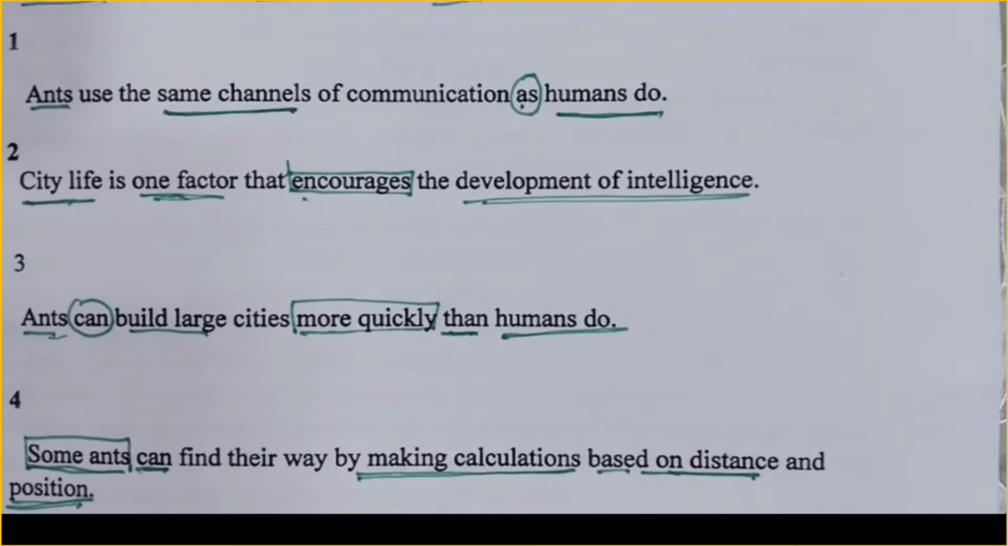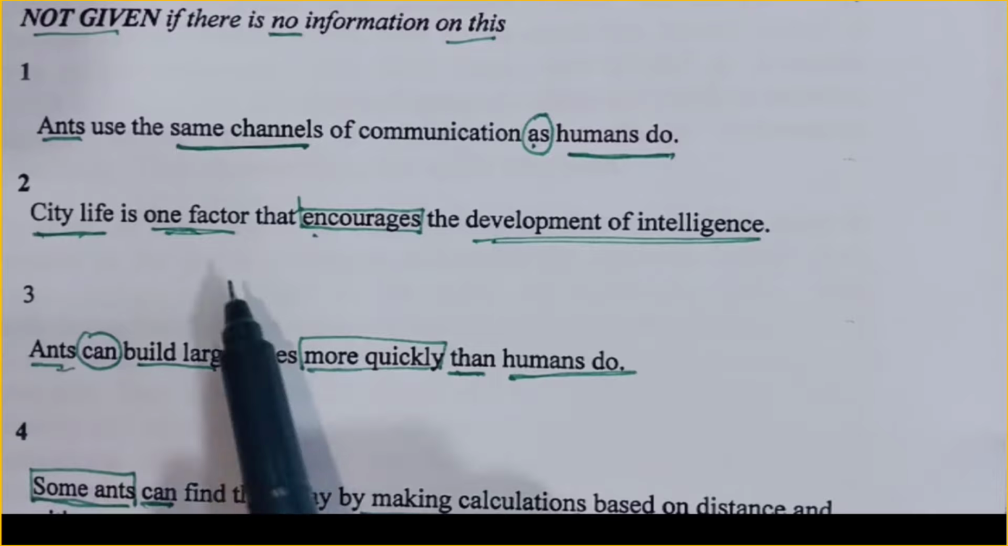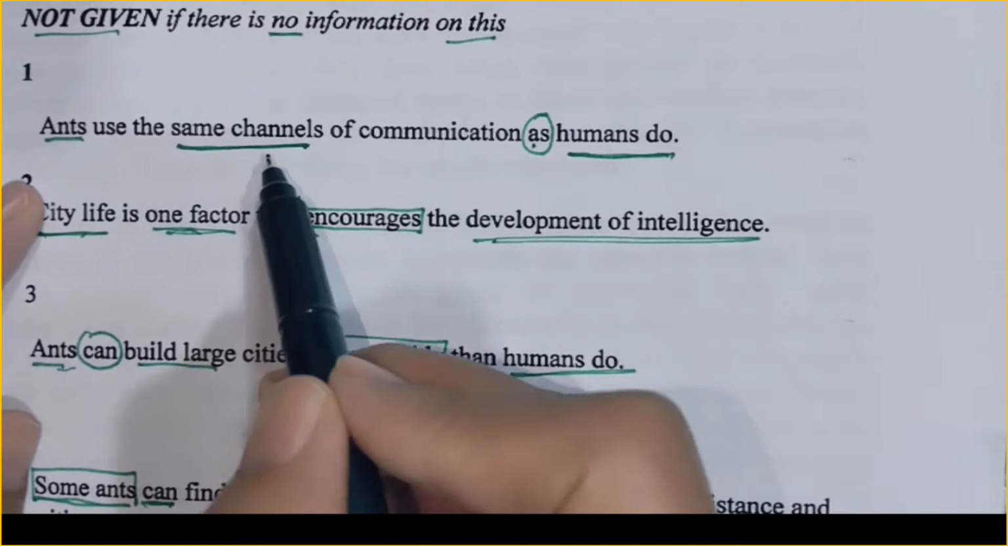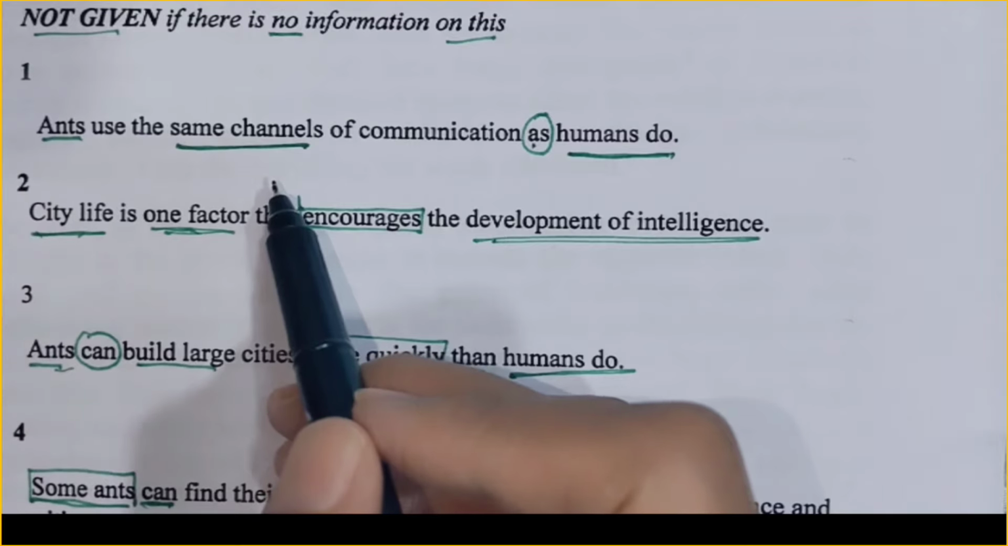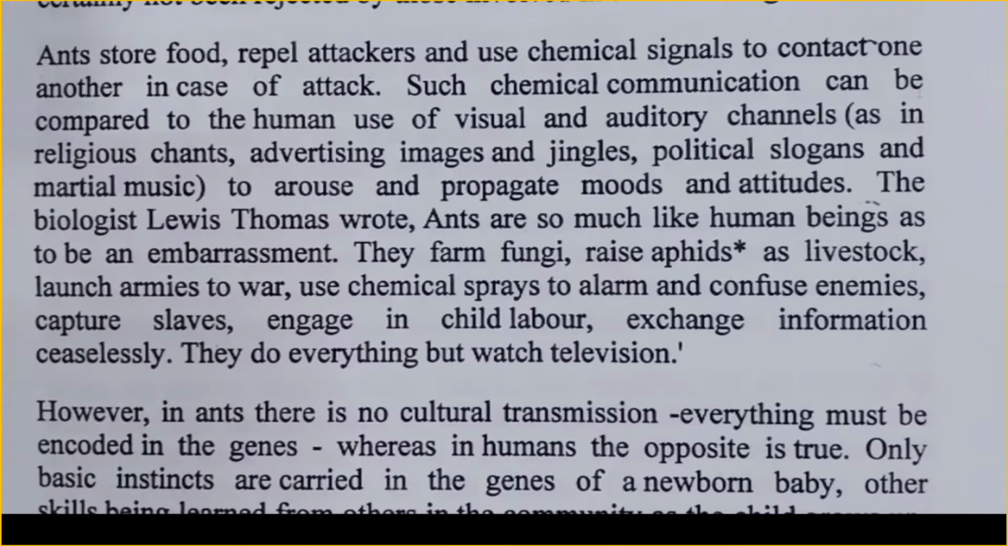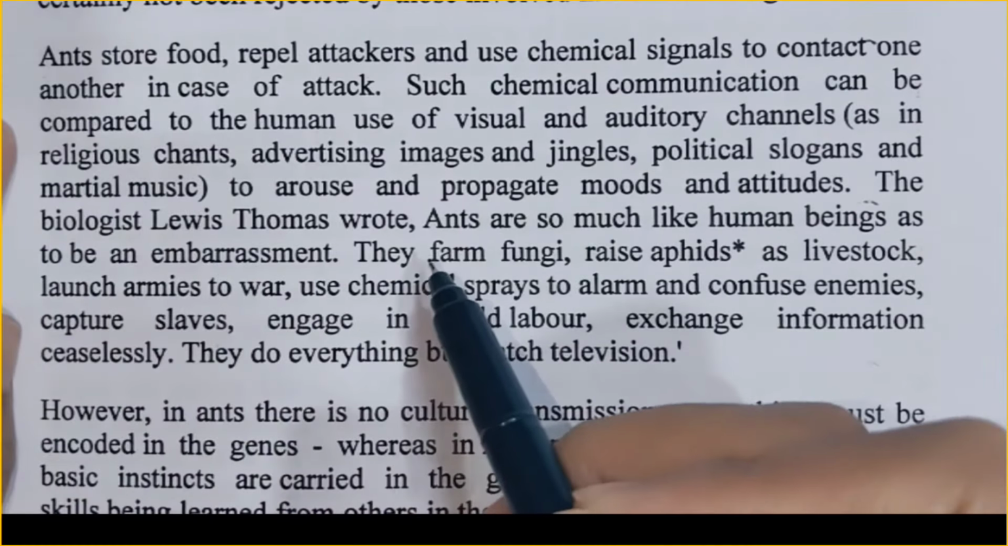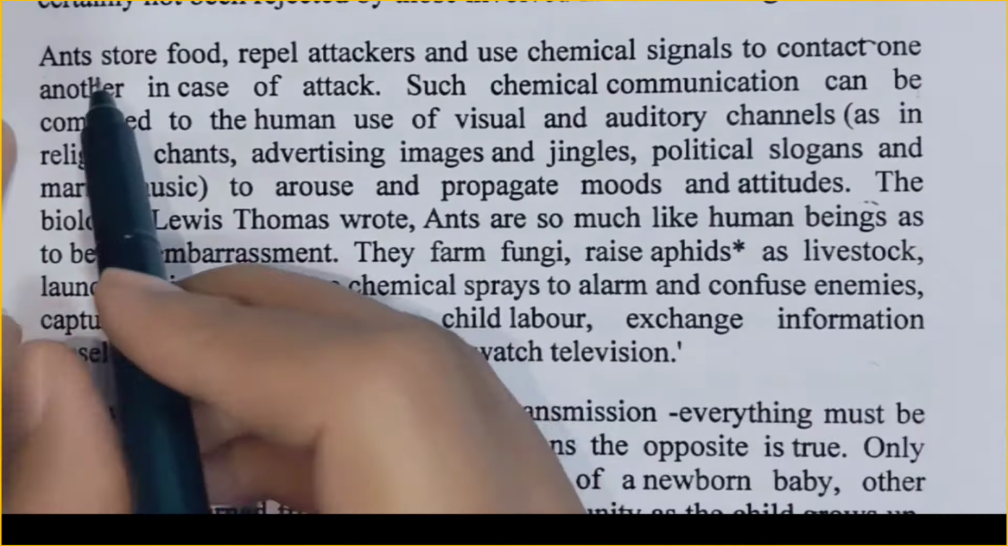So now we will move towards the passage, and first of all we will go for question number 1. Which keyword will we look for the answer here? Communication, as humans do. Channel of communication. So we will go back to the passage and find where the area of answer is. We will start from here, because I already know where the area of answer is, but I just want to explain it to you.